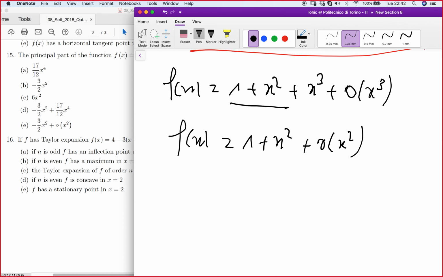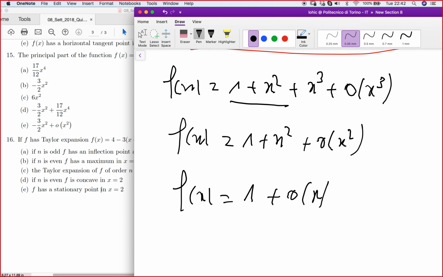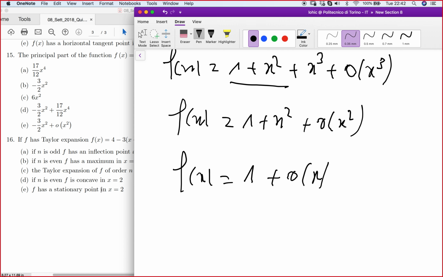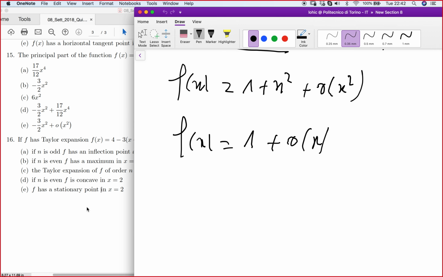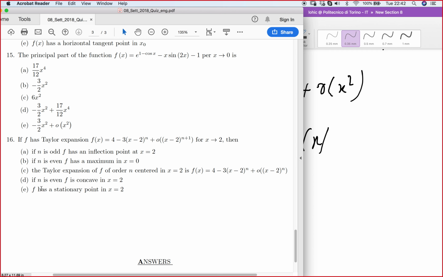If I want the Taylor expansion of order 1 here, it will be f of x equal to, I take the stuff until order 1, it will be 1. There is nothing else about order 1, so it will be 1 plus little o of x. Doubts? So exactly that's what happened. Nice. So C is correct.